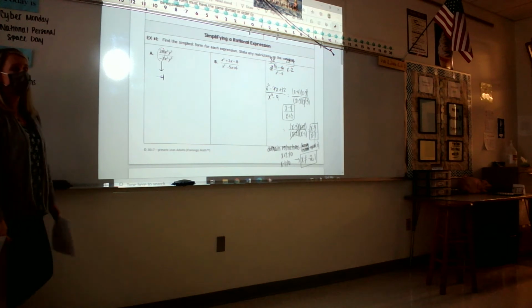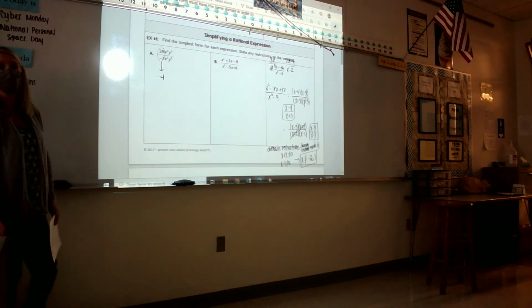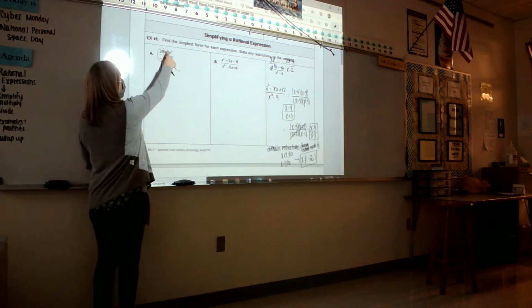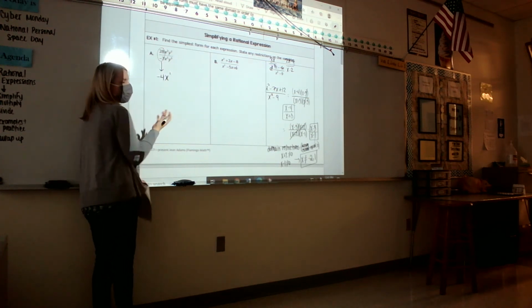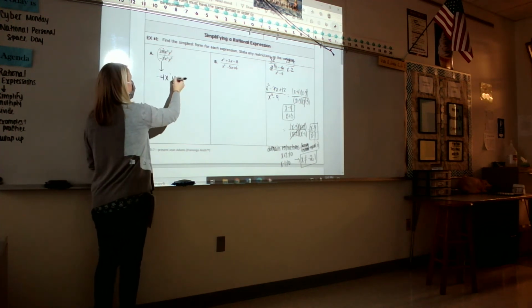If you can remember back in the day, your properties of exponents, the property says if you are dividing and two things have the same base, you can subtract exponents. So if I have an x to the third over x squared, if I subtract those, that would give me x to the first, or you could just write x. And I'm going to do the same thing for the y's, that would give me y to the -1st.